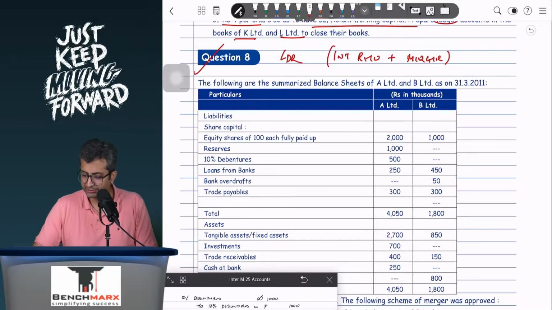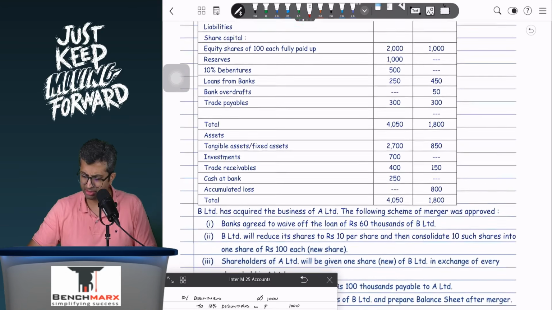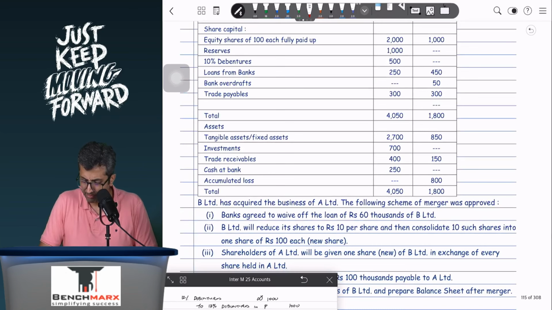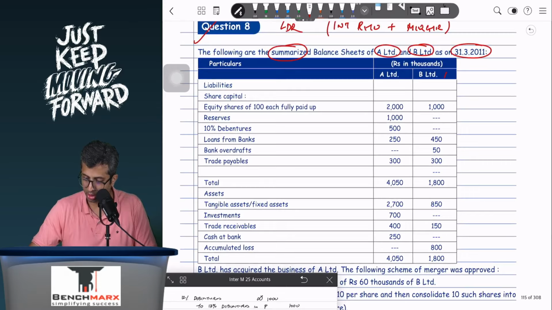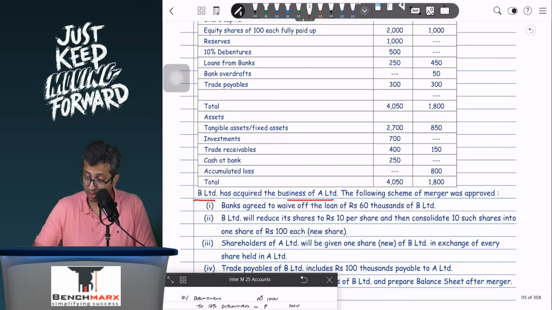Okay. Now following are the summarized balance sheets of A and B as on 31st March 11. So you have the summarized balance sheets of A and B. B has acquired the business of A. B over here is the acquirer, A over here is the target. In the following scheme of amalgamation, what is written? Merger. If the word merger is written, you'll have to use pooling of interest. Even the institute over here has used pooling of interest.